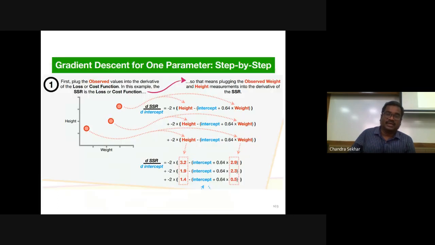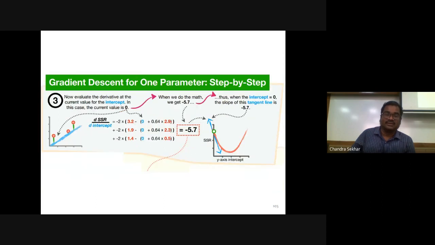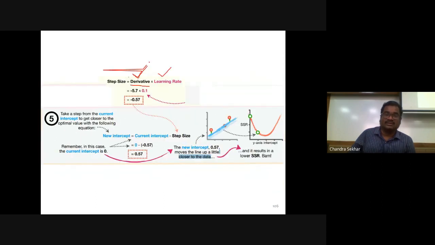Impact means if I substitute all the 3 points, I will get the gradient value. That is the derivative value, this one. And once I get the derivative value, I need to work on the learning rate. Learning rate means how much I can jump. So minus 5.7 into 0.1. This is also a hyperparameter which we can fix. So minus indicates towards the right direction. Plus indicates I need to move towards the left direction.